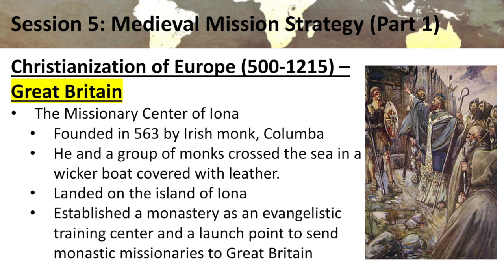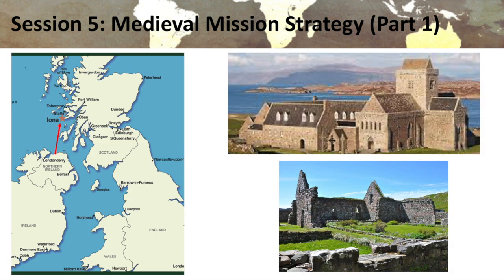They crossed the sea, and they landed on the island of Iona, which is actually off the coast. There's a little tiny waterway that separates it from mainland Scotland. They landed on this island, and they established a monastery there. He set up this monastery as an evangelistic training center and a launching point to send monastic missionaries to Great Britain to evangelize the Angles, the Saxons, the Jutes. The Picts were also there, and so they were able to go onto mainland Britain and evangelize.